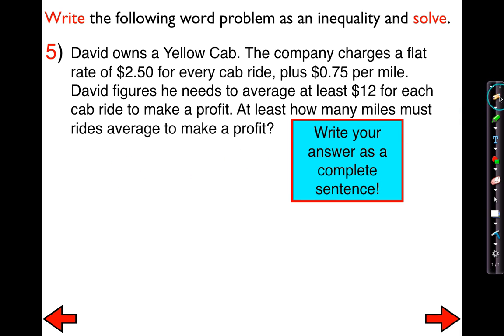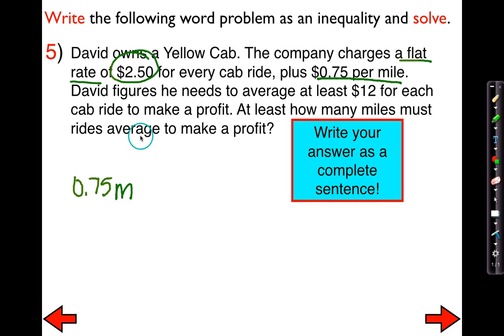So here, we're referring to every single cab ride. So every single cab ride, they're going to be charged $2.50 because that is the flat rate that they're charged the second they get into the cab. But then they're also charging 75 cents per mile. So what is your variable? It would be the amount of miles. So we're going to go ahead and take the 75 cents that people are going to be charged for every mile. So we're going to multiply that by M for miles.